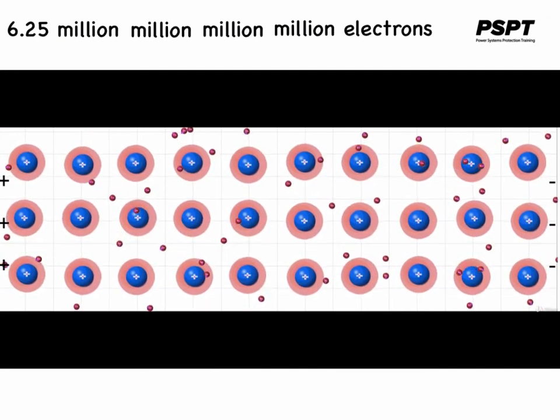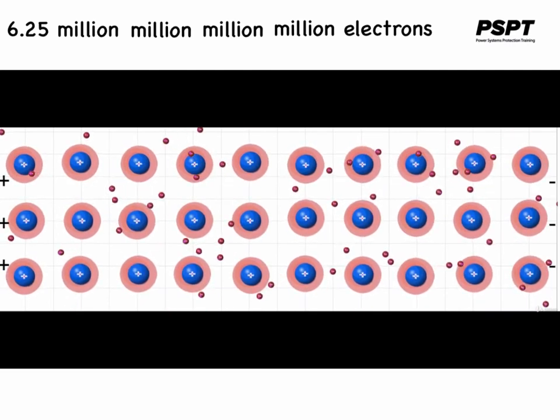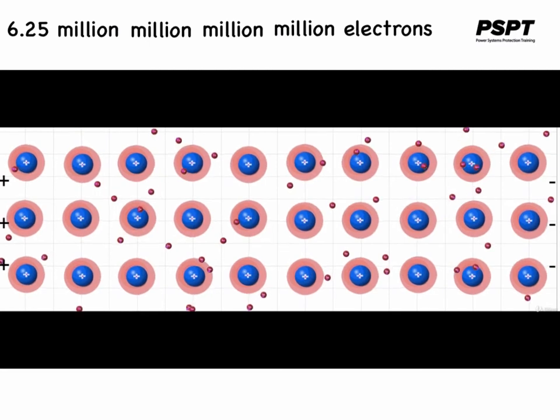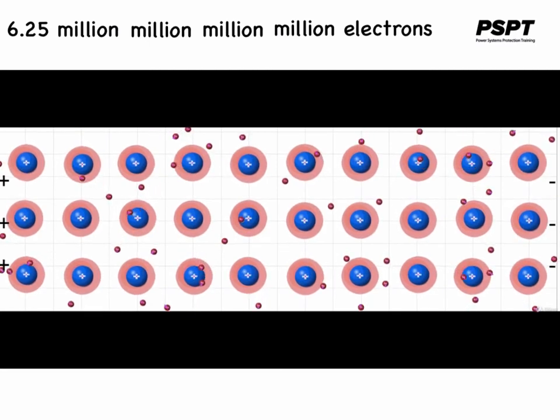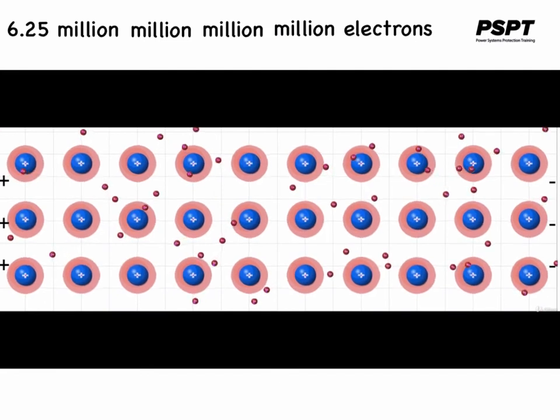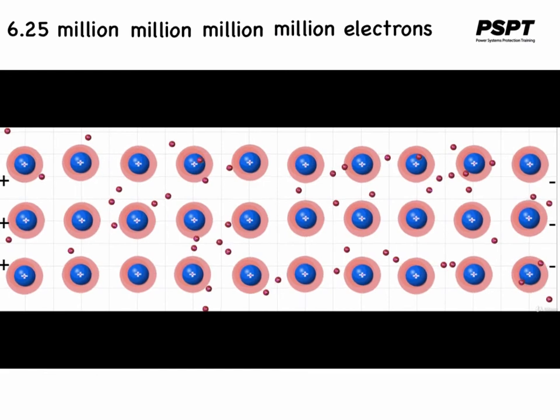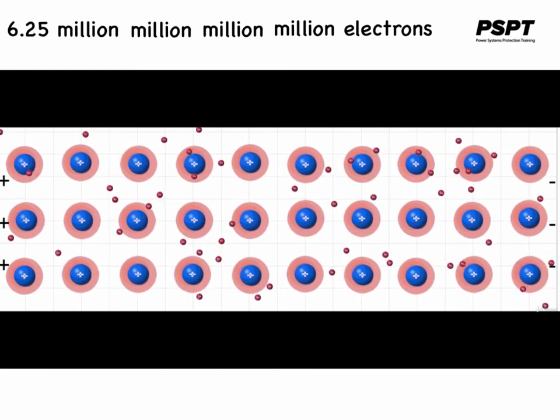Now, if we multiply that net effect by 6.25 million, you would see that there is definitely 1 amp flowing in the circuit. But that still doesn't necessarily explain the instantaneous reaction. For that, let's move on.